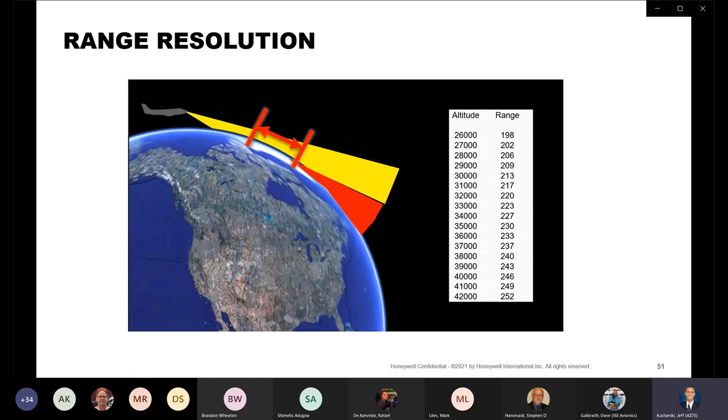At intermediate ranges, between 120 and 220 nautical miles, there is no shadowing effect. However, the beam is still rather large, and the weather appears very close to the horizon, making it difficult to separate low-lying weather from ground clutter. So stratus is generally not seen at all in these areas.